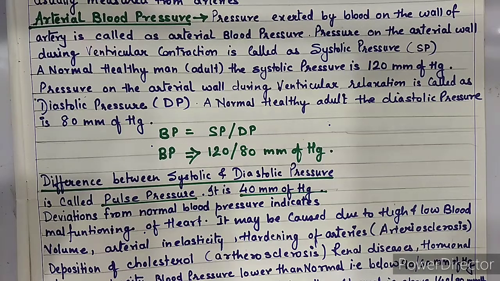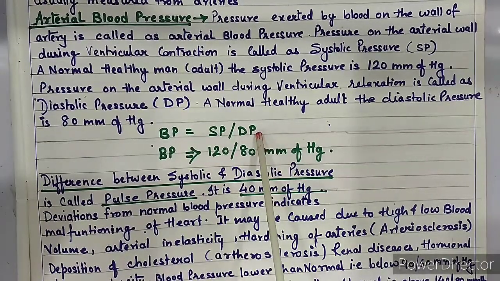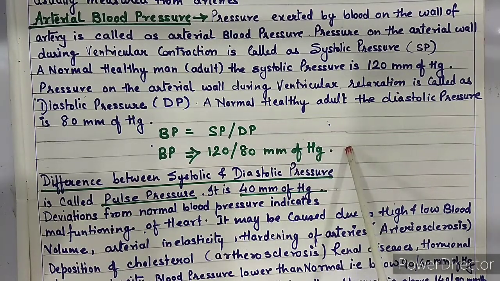So when you want to represent the blood pressure children, it is always the ratio of systolic pressure to diastolic pressure. Or I can say BP equals systolic pressure by diastolic pressure, that is 120 by 80 mm of mercury. So for a normal healthy human being, the blood pressure is in the range of 120 by 80 mm of mercury.